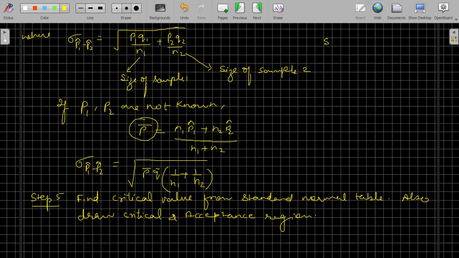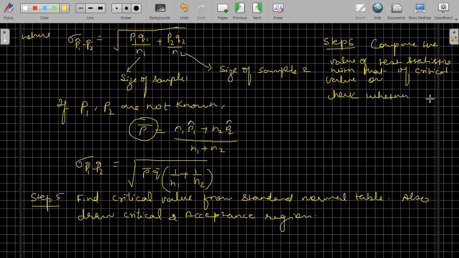Step number 6 is compare the value of test statistics with that of critical value, or check whether test statistic value falls in critical region or acceptance region.